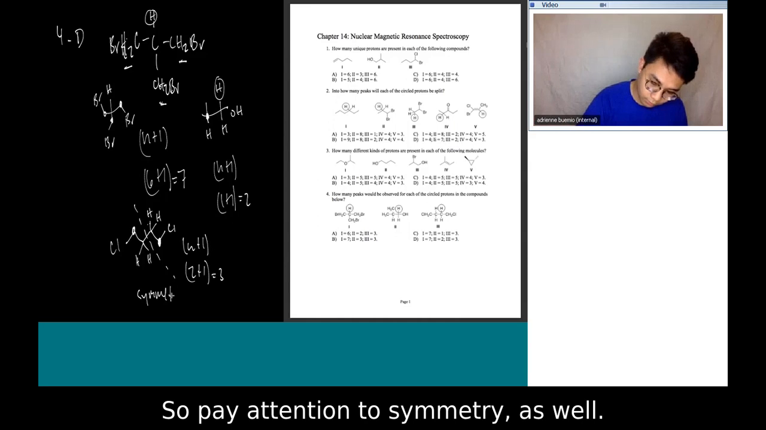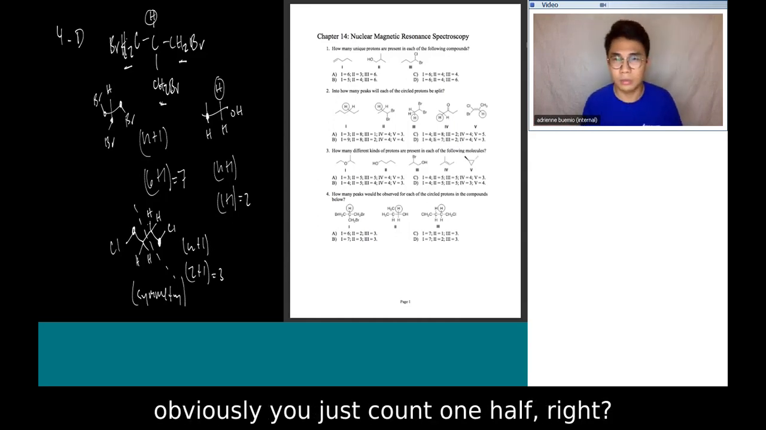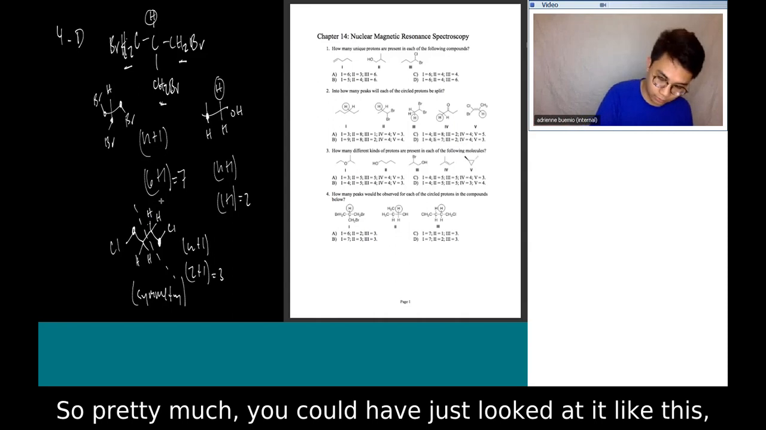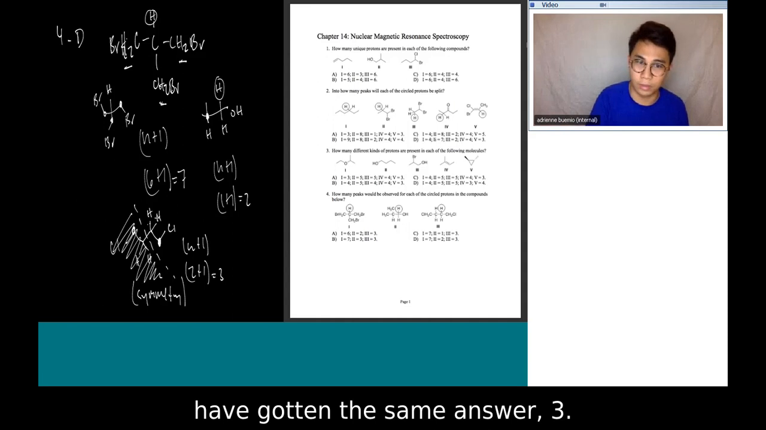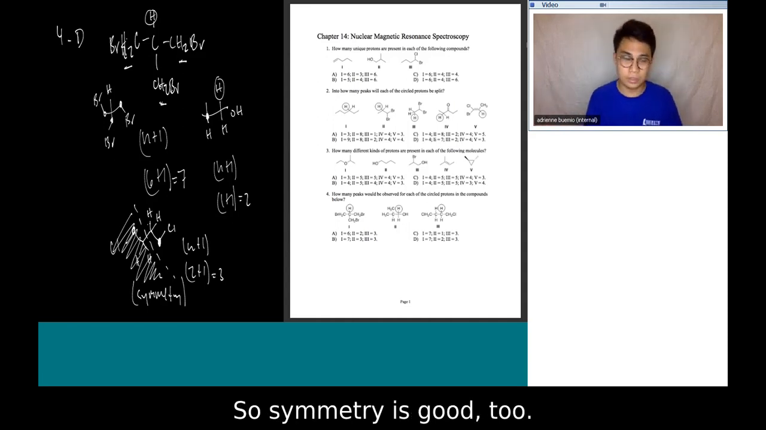If it's symmetrical, obviously you just count one half, right? So pretty much you could have just looked at this molecule by itself and still would have gotten the same answer, 3. So symmetry is good too.